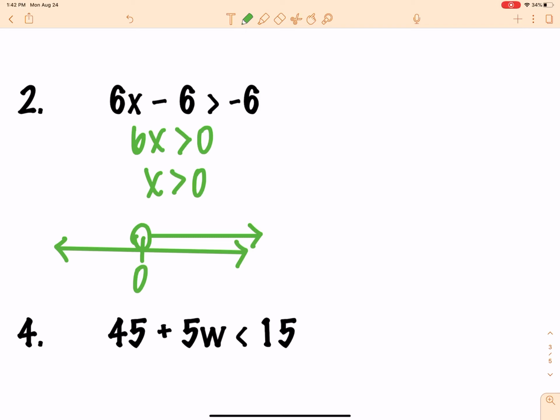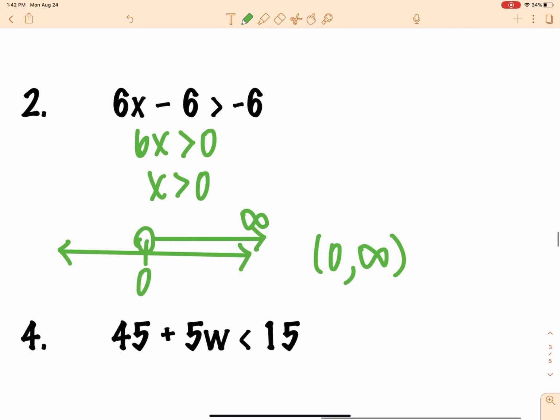And then we write this in interval notation. We start at 0 because we're going left to right. Left is 0 with a parentheses, and then it goes all the way to positive infinity, always with a parentheses on infinity.